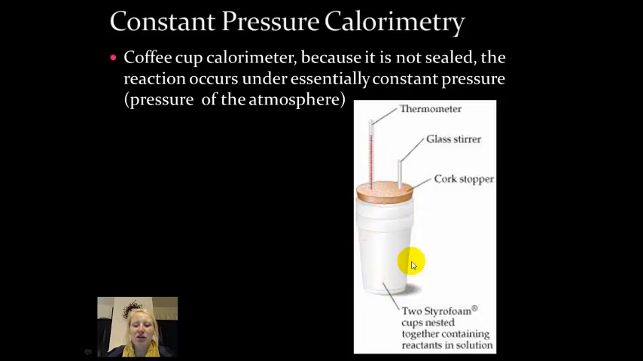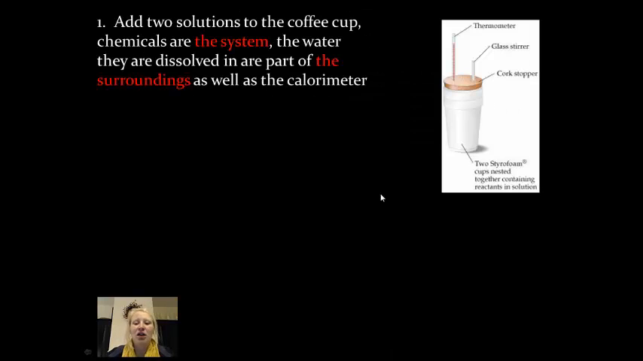So a coffee cup calorimeter has this coffee cup with an insulated lid, and you stick a thermometer in it. It has some type of stirring mechanism, and it's actually made of 2 coffee cups just to increase the insulation. So what you're going to do in coffee cup calorimetry is add your two solutions to the coffee cup, your reactants, and those chemicals that are inside the solution. So remember, a solution is usually made of water and then chemicals inside the solution. The chemicals are actually the system, and the water that's surrounding the chemicals is the surroundings. So that's kind of a difficult concept for people to grasp.